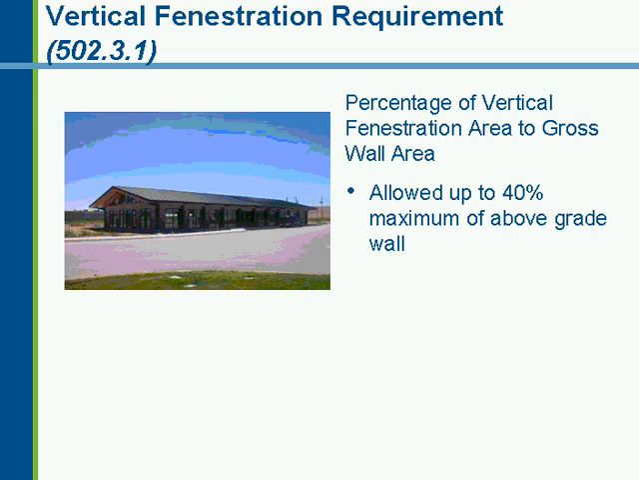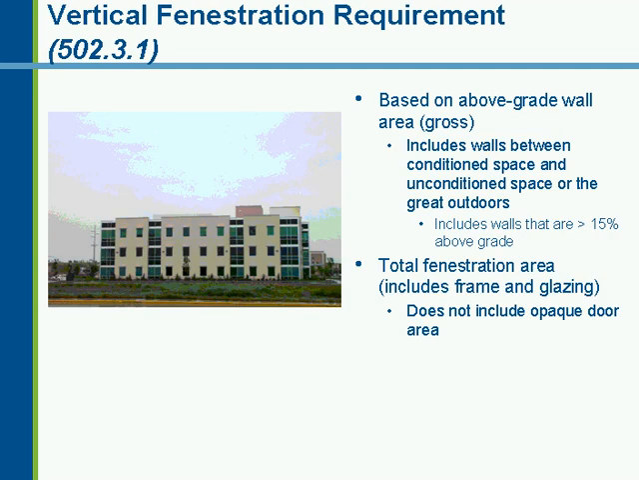When you're looking at your wall area, the wall area is actually from the floor assembly all the way up to the roof ceiling assembly, and includes between floor walls. They have to be insulated, but you can count them in your square footage for your glass area. It also includes walls that are greater than 15% above grade. So essentially, any wall that surrounds conditioned space is counted toward your gross exterior wall area.